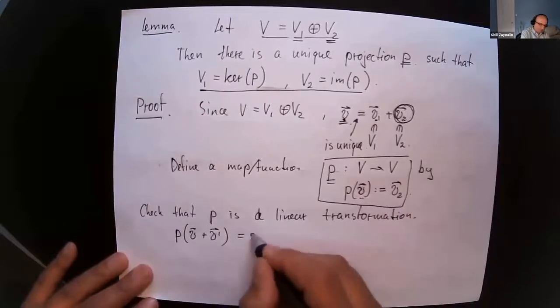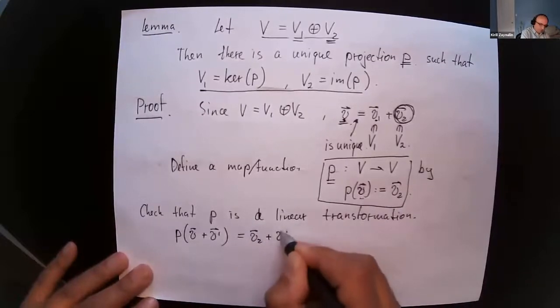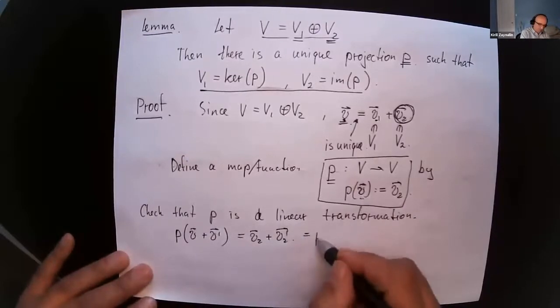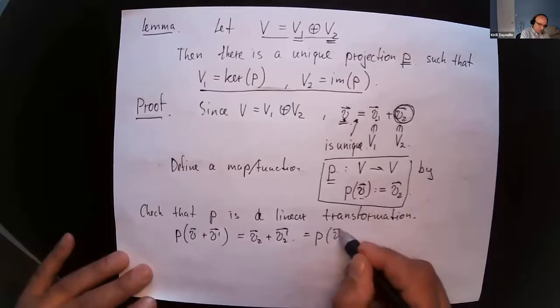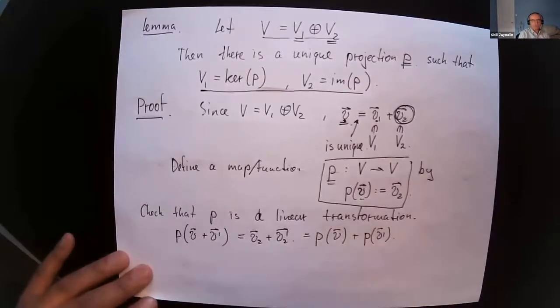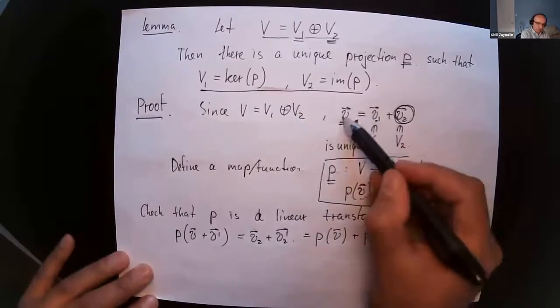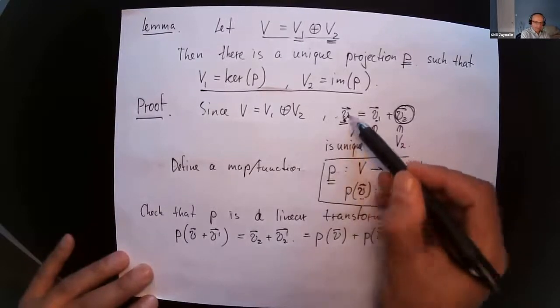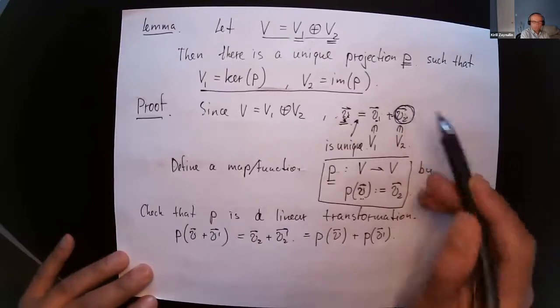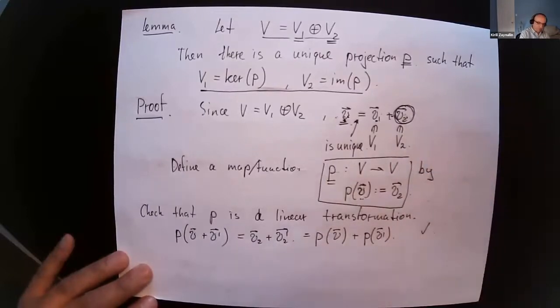So let me write it in this way. Yeah. So of course, that's fine. So that's just P of V plus P of V prime. And the similar story holds for scalar multiplication. If you just multiply this by a scalar, the second summand also will be multiplied by the same scalar. So that's okay. Well, so P is a linear transformation.